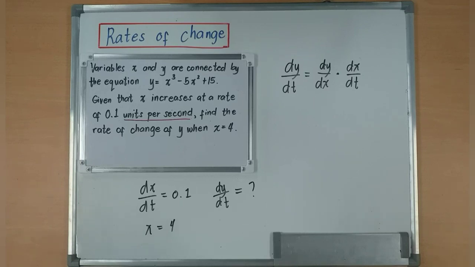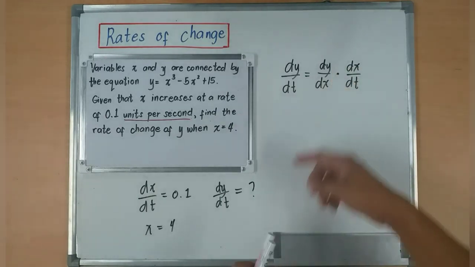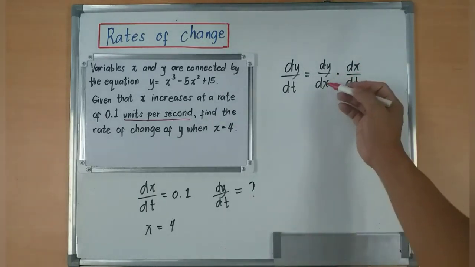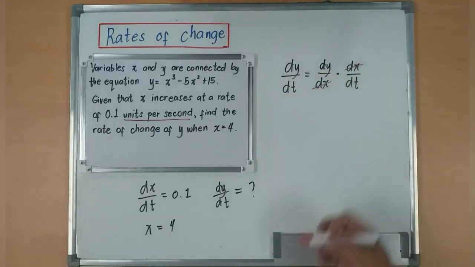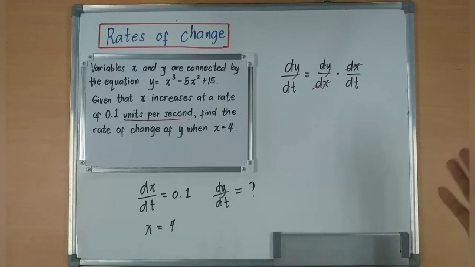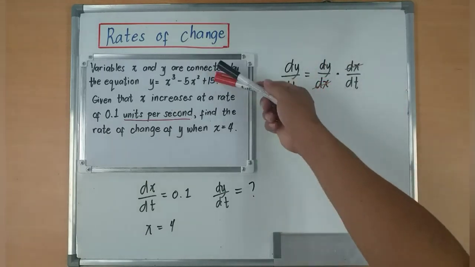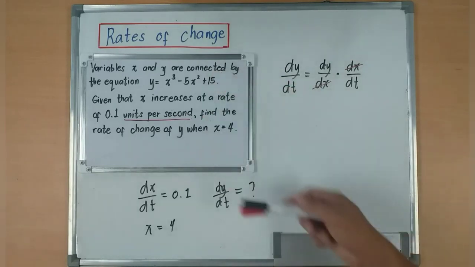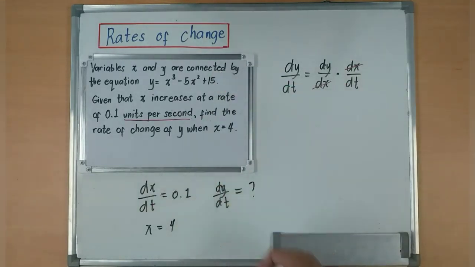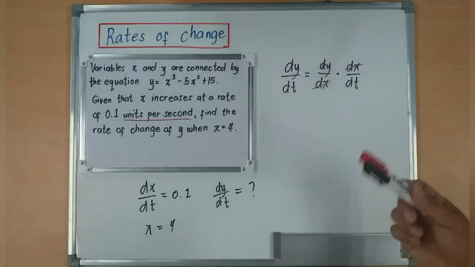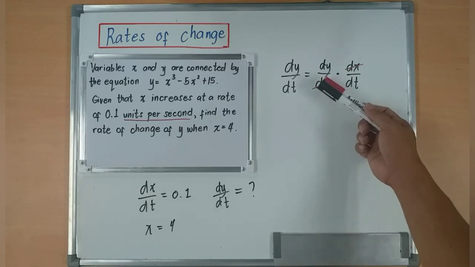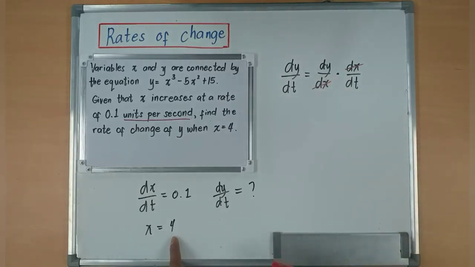Why? You will be asking me, can I get dy over dt by this? Of course, yes. You see dy over dx times dx over dt. What is dx divided by dx? It's basically 1, so I can scrap that out. What will be left is dy over dt. But it's not as simple as that, because you need to find dy over dx by differentiating this, multiplied by dx over dt, which is 0.1. When you find the derivative of y in terms of x, you change the value of x with 4 before multiplying.